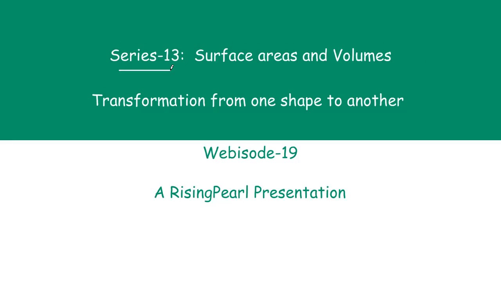This is series 13 where we are learning a lot about surface areas and volumes. Friends, this is webisode number 19 and today we are going to focus on transformation from one shape to another. Because this is a series on surface areas and volumes, our focus will be to learn, as one thing is transformed from one shape to another, how does it really affect the surface area and the volume of that thing. So let's look into it.